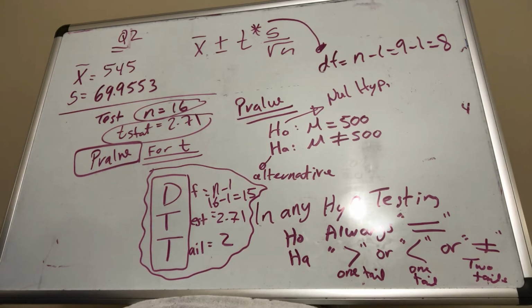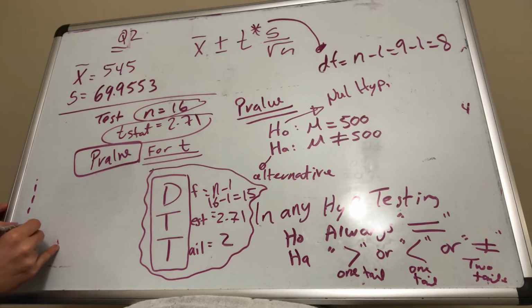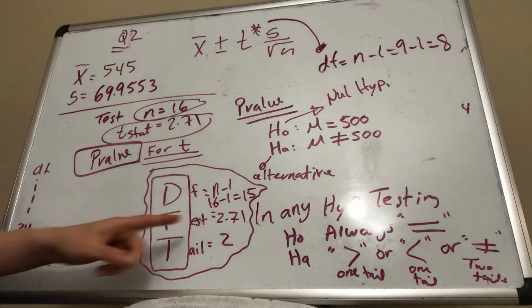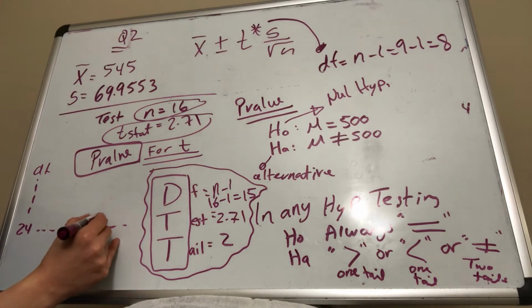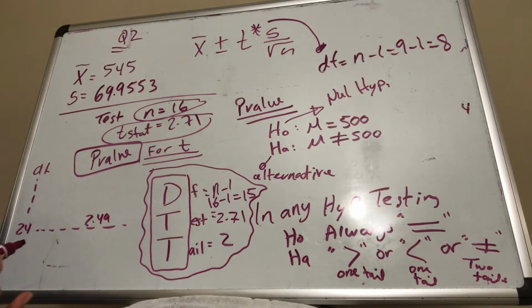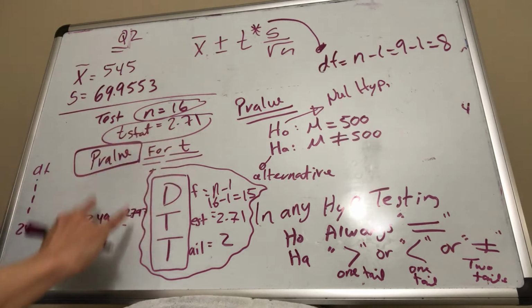Now go to your t-table, go to the degrees of freedom 24, go down to degrees of freedom 24, and in this line, look for the number 2.71. What is it between? You should see that 2.71 in line 24 is somewhere between 2.492 and 2.797. So your number is between these two.